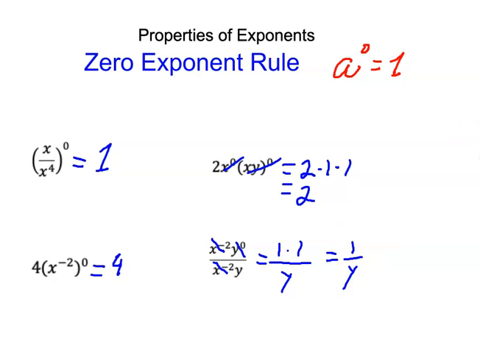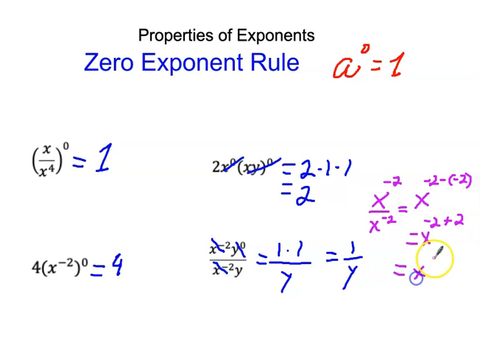Okay? So the other way you can look at it, if you have x to the negative 2 divided by x to the negative 2, if you use the quotient rule, you would get x to the negative 2 minus negative 2. Remember quotient rule, you subtract the exponents. So negative 2 minus negative 2, you would get x to the negative 2 plus 2, which equals x to the 0 power, which equals 1, right? So that's why it equals 1.